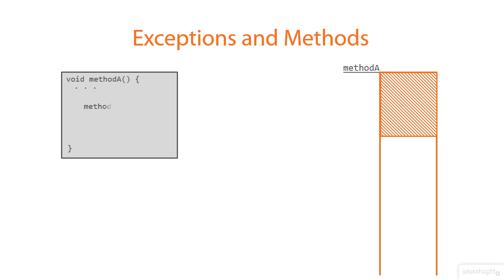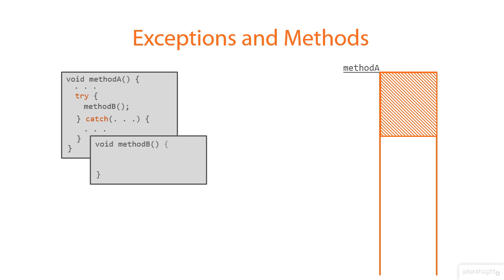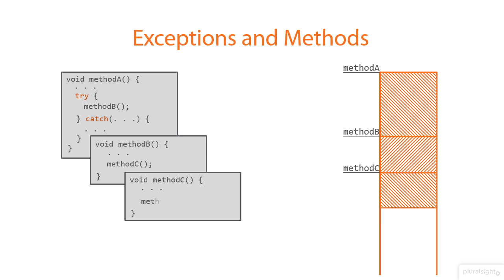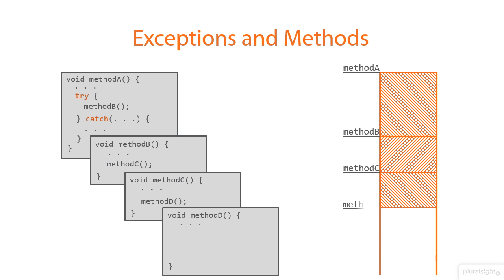Let's say method A calls method B. Let's go ahead and wrap up that call to method B in a try-catch block. So now, of course, we're going to have method B's implementation, which does some work. So again, it's going to get a spot on the stack and take up some space there. So then method B calls method C. Method C again does some work, gets a spot on the stack, takes some space. And again, D does the same thing.